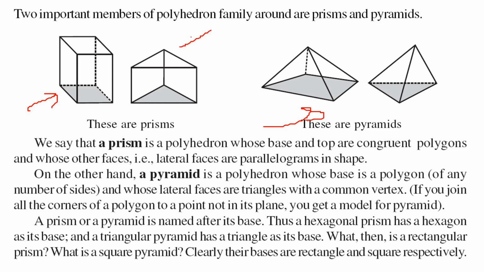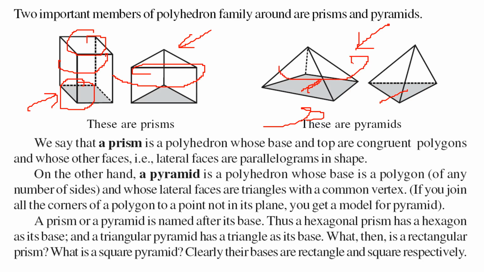So these are prisms. These are polyhedrons whose base and top are congruent polygons, and whose other faces, the lateral faces, are parallelograms in shape. While in the case of a pyramid, it is also a polyhedron whose base is a polygon. It can be a square, it can be triangular, but the lateral faces are triangular, you see, and they have a common vertex. A prism or a pyramid is named after its base, because this is a rectangular pyramid or a square pyramid, and this is a triangular pyramid.